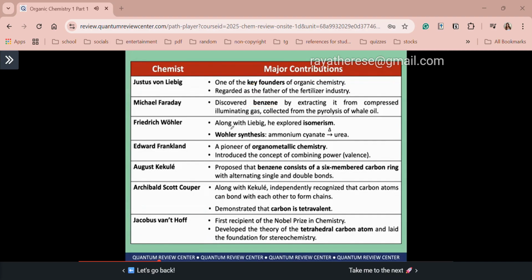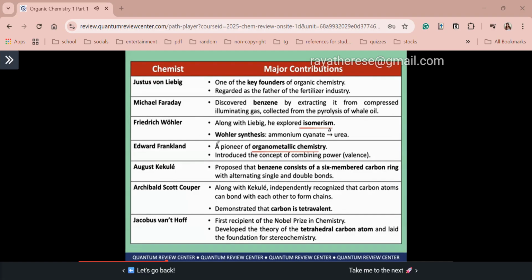So for Friedrich Wöhler, again, he debunked the vital force theory. If you're familiar with vitalism or vital force theory, of course, we know that organic compounds are mainly derived from living organisms, and your inorganic compounds are mostly derived from non-living substances. So with Wöhler synthesis, he debunked that vitalism because he used an inorganic compound in order to produce an organic molecule, particularly urea. Aside from that, he also explored isomerism, in tandem with Liebig, okay? Fourthly, we have Frankland. Again, it's about organometallic synthesis.